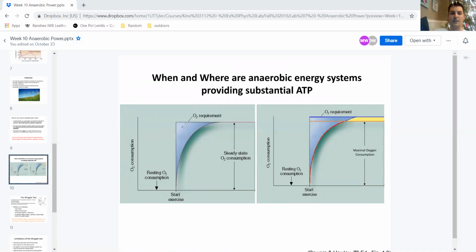Just as we just indicated, before we reach steady state, here in this shaded in blue, and as I colored in red, this half of the curve indicates that the energy required or energy produced for our requirement is made from our anaerobic sources.